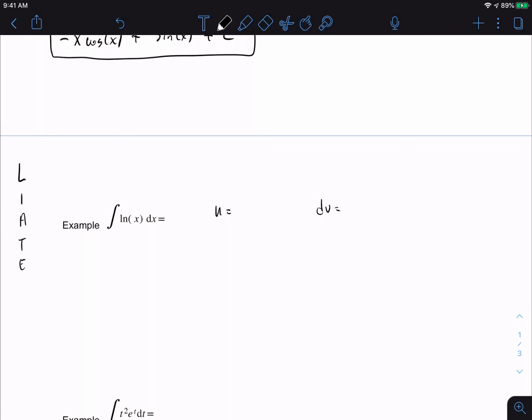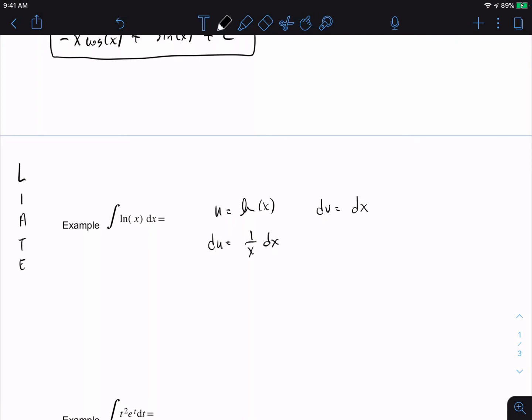Okay? So, ln of x is what? Natural log. Well, yes, but it's a log. Since it's a log, my u is going to be that ln of x. We okay with that? So then my dv is dx. Now, what is the derivative of ln of x? 1 over x. Very nice. It's 1 over x dx.